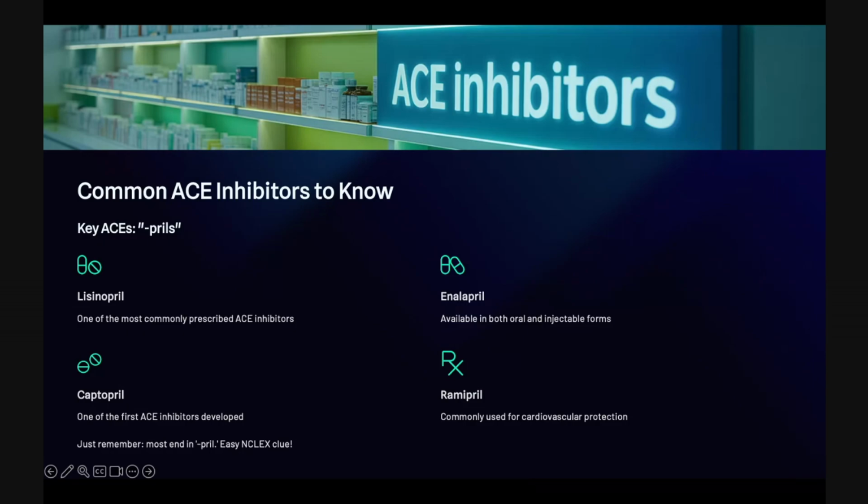So, for example, ACE inhibitors, beta blockers, calcium channel blockers. Start with each of those, and then narrow it down to what's unique to that drug class. Then you can start memorizing endings. Beta blockers end in LOL, ACEs end in PRILs, and learn side effects that are unique to that drug class. So with ACEs, think of PRILs. That's how they end: lisinopril, captopril, enalapril, ramipril. Lisinopril will be the one most frequently tested, so keep that in mind.